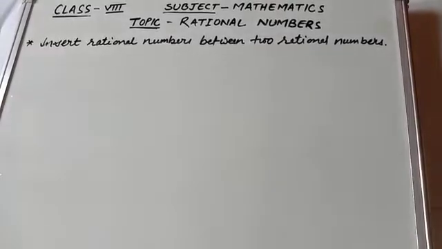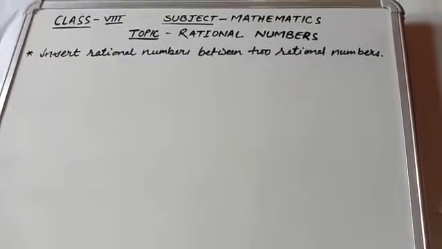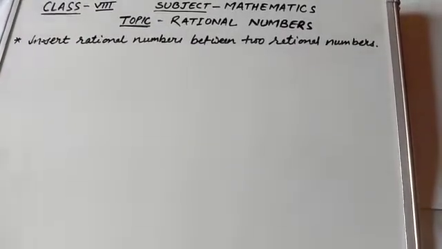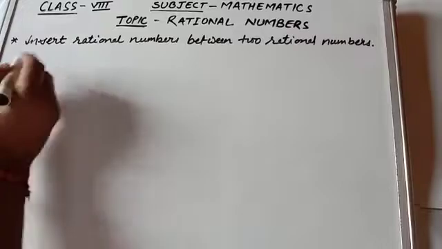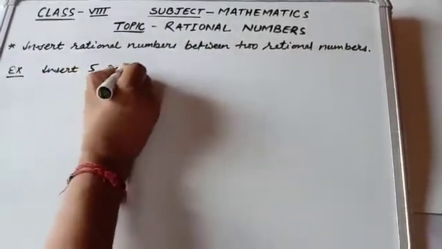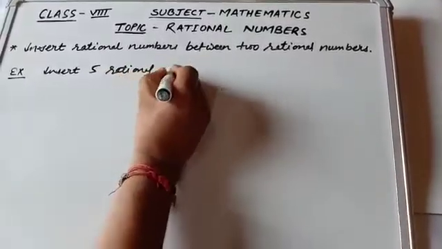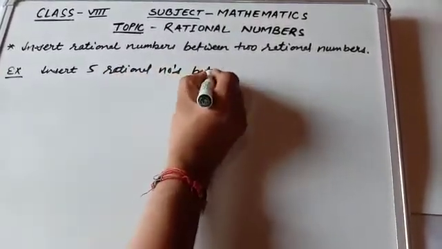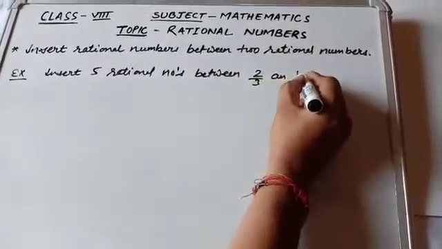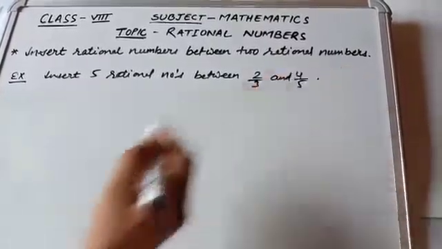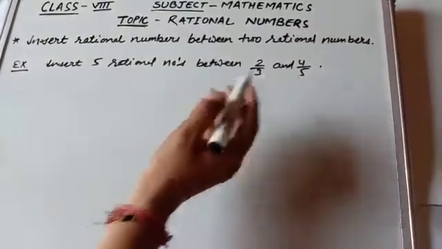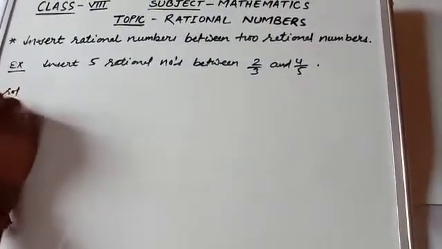Now students, we will learn how to insert rational numbers between two given rational numbers. We will take one more example. The example is: insert 5 rational numbers between 2 by 3 and 4 by 5. Now students, we have to insert 5 rational numbers between 2 by 3 and 4 by 5. Now look at the solution.